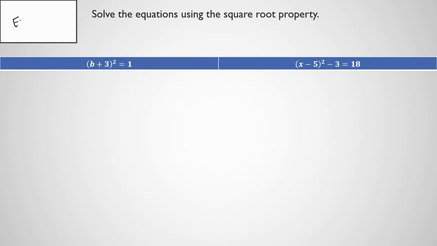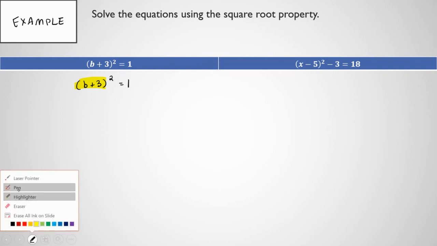Okay, so now these are going to be my last two examples, and they show how you can use this technique when you have things that look a little more complicated, but the steps are essentially the same. So on the left here, we have b plus 3 squared equals 1. So we don't have b squared equals 1. We have b plus 3, but we still have something squared equals a number.